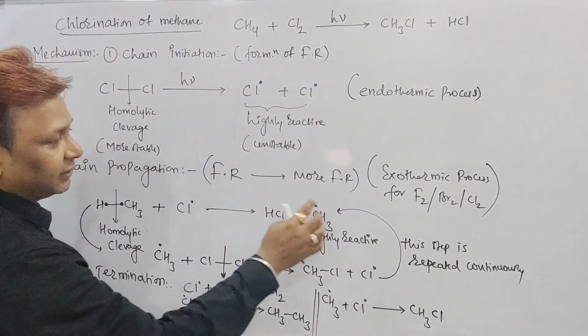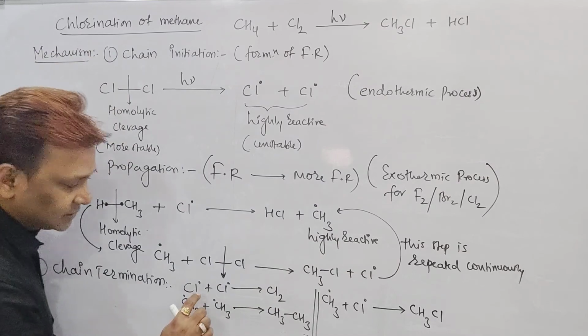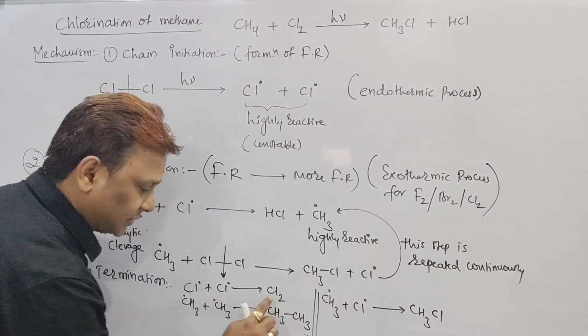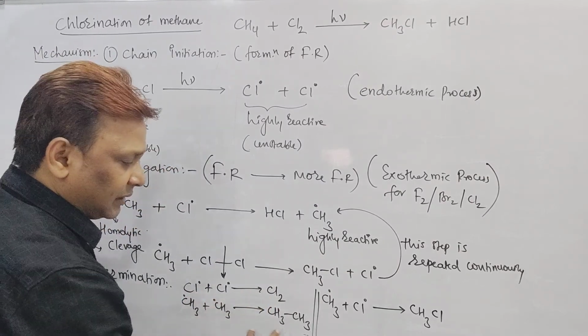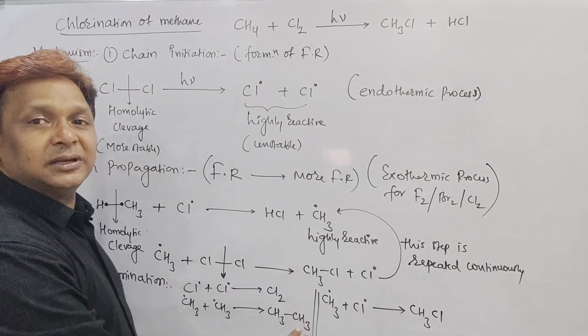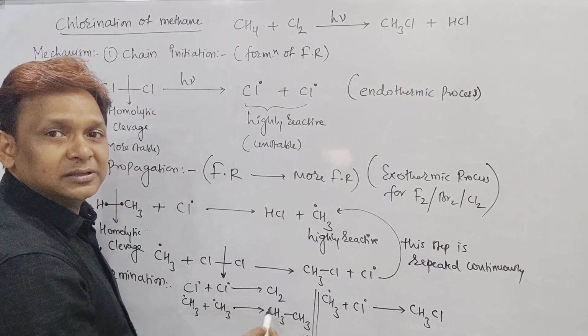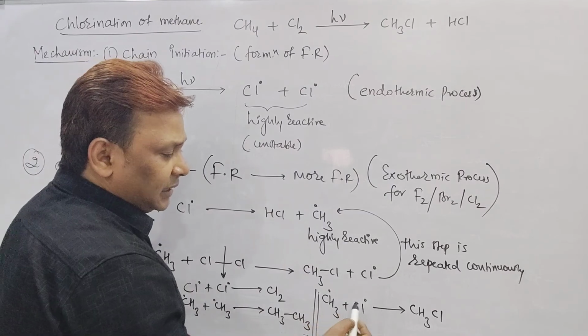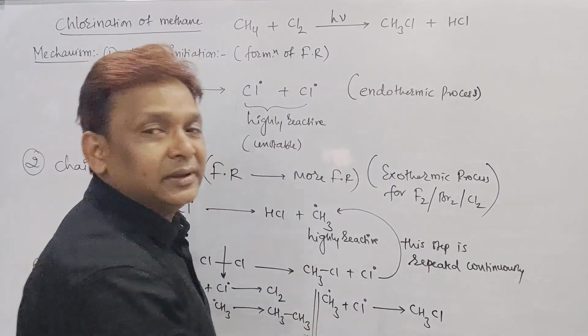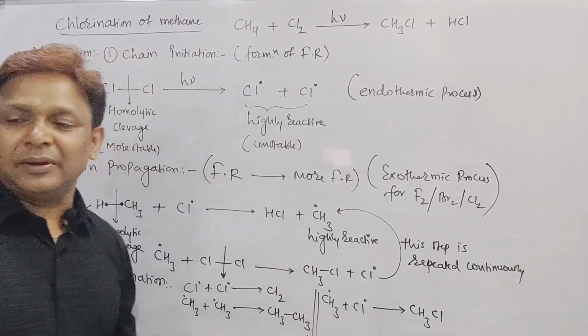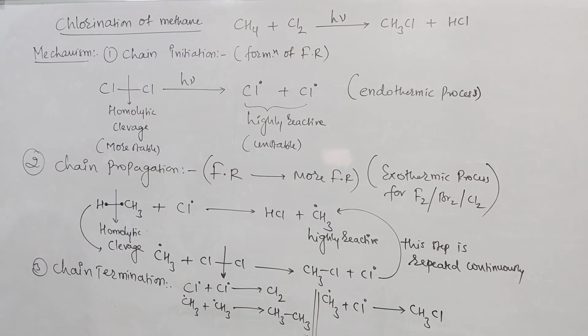One is the Cl radical, I wrote here. One is the methyl radical, I wrote here. Cl radical combined with Cl radical forms Cl2. Methyl radical with methyl radical forms alkane, that is C2H6. Are you able to see, beta? And the CH3 radical will combine with the Cl radical to form CH3Cl. Is it clear, beta? Chalo. Take a screenshot of this one.